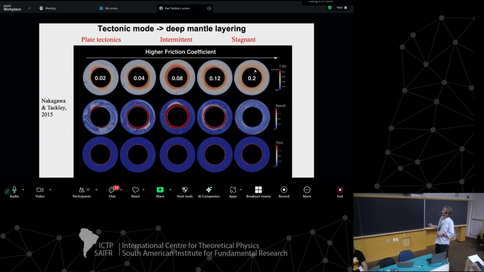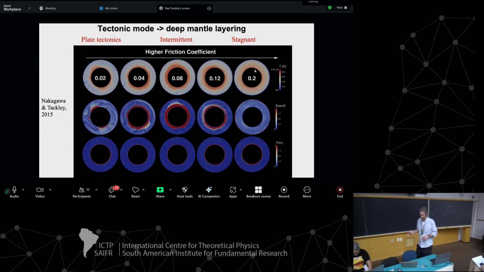I'll just show one picture, which shows the influence of tectonic mode. Each column is a different simulation with a different friction coefficient. This one is really low, which means it's plate-like behavior the whole time. On the right, it's stagnant lid behavior the whole time, and in the middle, you have episodic overturn. One thing you notice is that the episodic cases build up a thicker basalt layer at the bottom than the continuously mobile cases or the stagnant lid case.